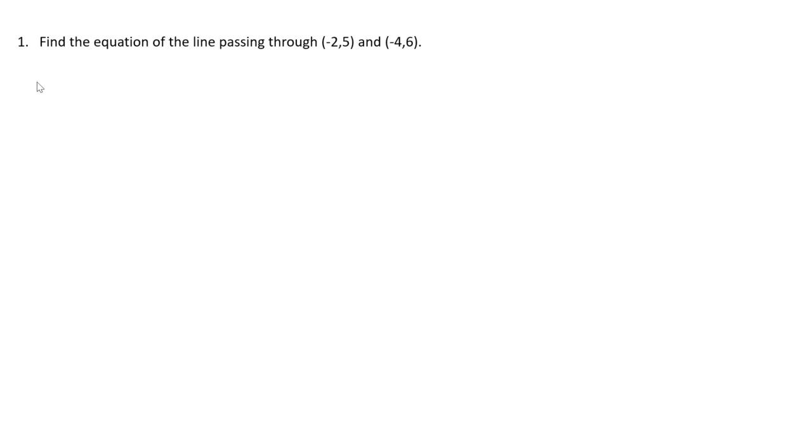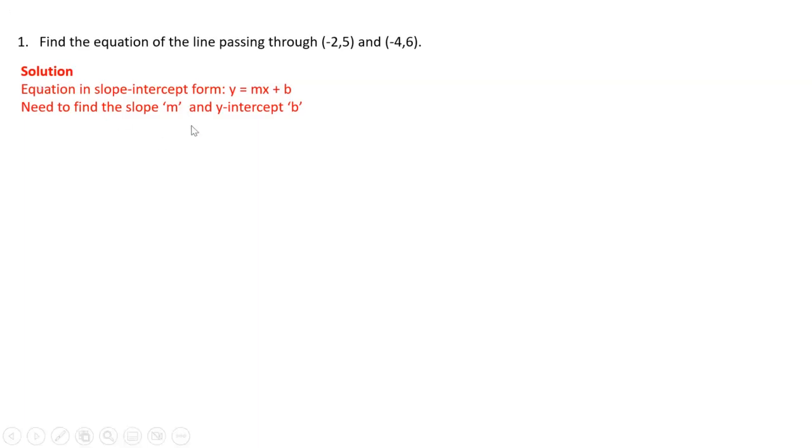Number 1, find the equation of the line passing through the points (-2, 5) and (-4, 6). So we need to find the slope and also the y-intercept. We want to put the equation in slope-intercept form, which is y equals mx plus b. So again, we need to find the m and the b, which is the slope and the y-intercept.